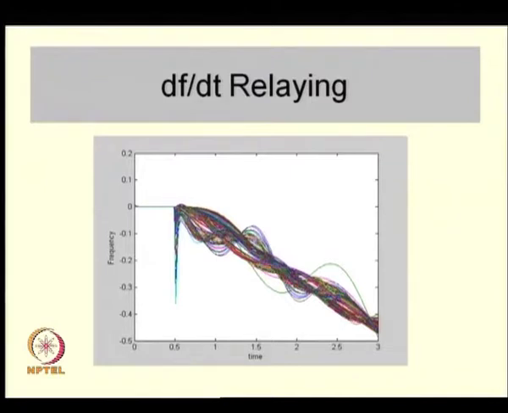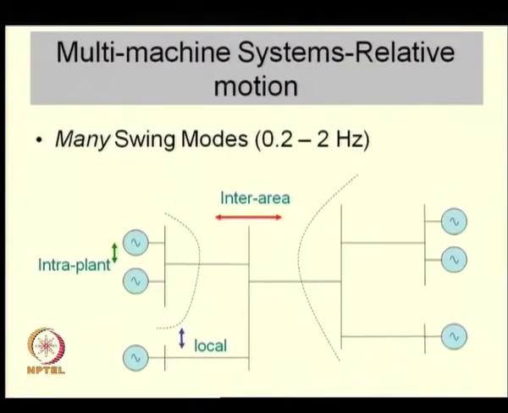by looking at df by dt at a particular bus, the bus frequency as it falls, you can roughly make out whether the disturbance is large or small. Now, there are of course design issues of how much load to trip and where to trip, and so design of this aspect is usually done offline. But let us just look at some important aspects which you need to consider when you design a df by dt relaying scheme.